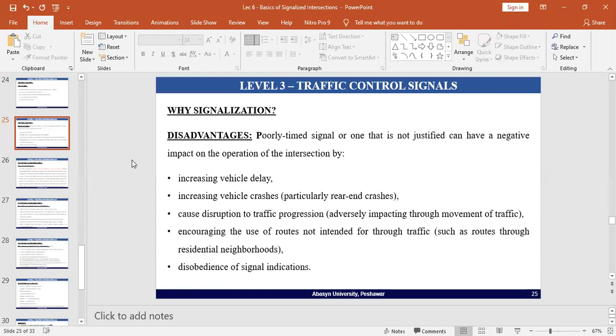if you do not properly time it, then there will be disadvantages. Drivers would feel irritated, and due to that they will act impatiently. So there will be disobedience of signal indications; they will cross the red signal. And if they are not obeying the traffic signals, there will be crashes. There will be delay, meaning traffic jam.